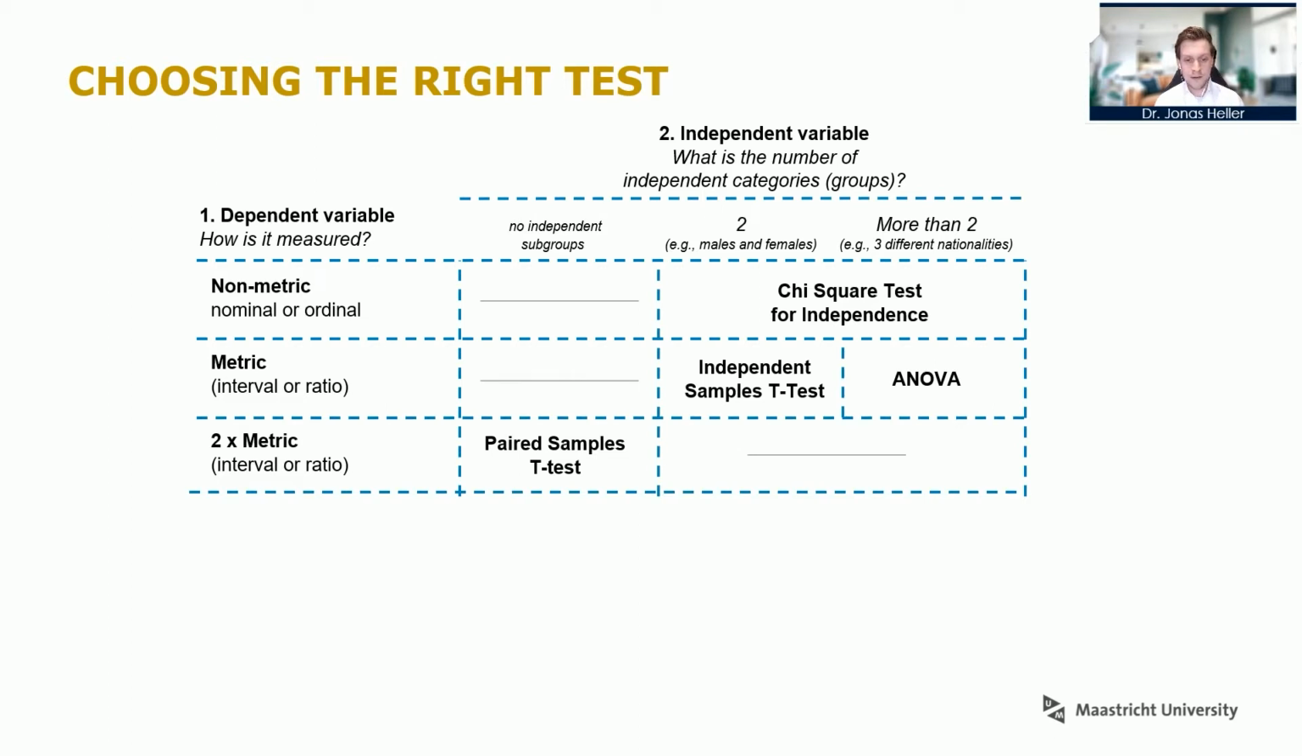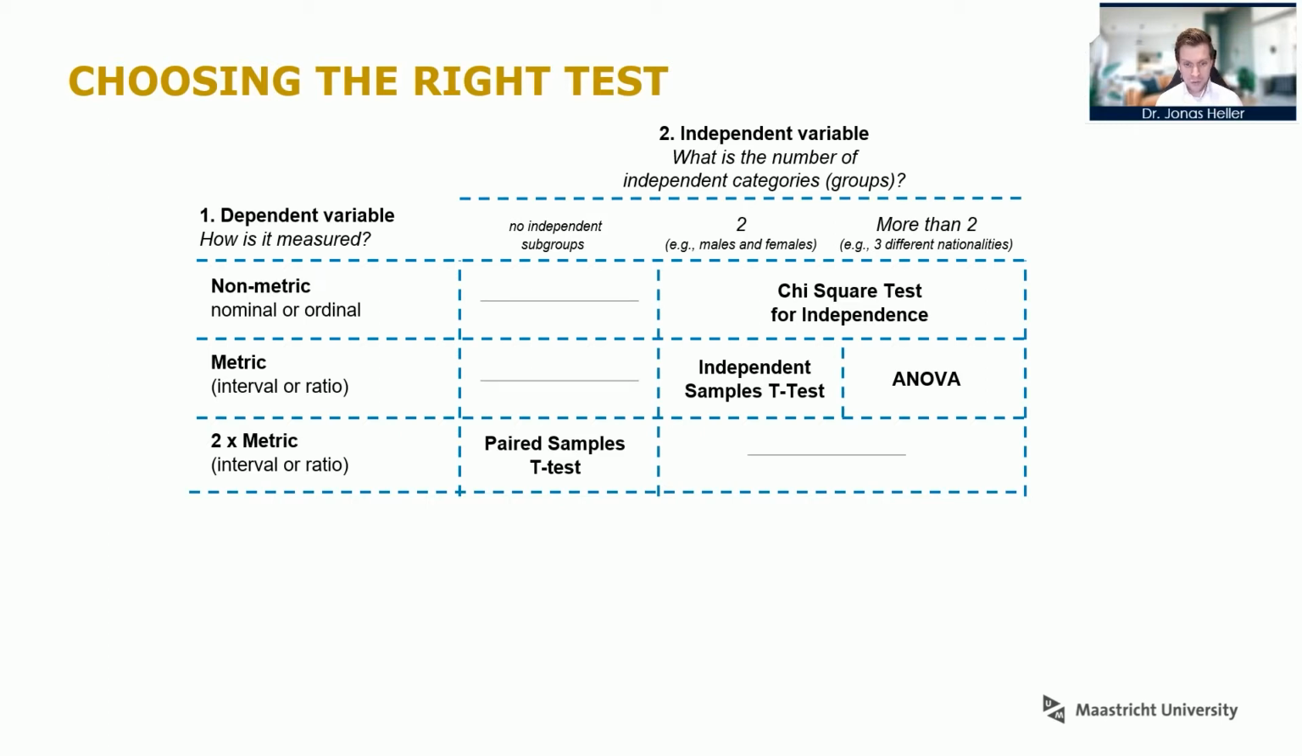So the first thing that you look at when choosing the type of test that you want to do is your dependent variable, which is indicated here on the left-hand side of this table. So you ask yourself the question, how is your dependent variable measured? And we differentiate between non-metric, so that is nominal or ordinal, or metric data, which would be interval or ratio data. If your dependent variable is measured in non-metric data, then you already know which test you choose. Then you would need to run a chi-square test of independence in any case.